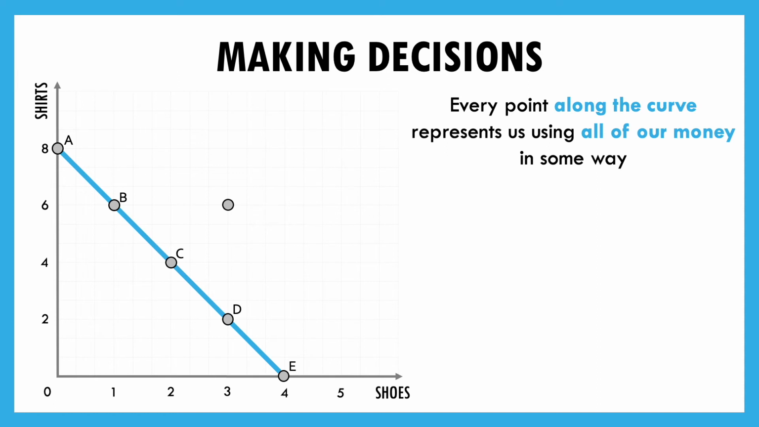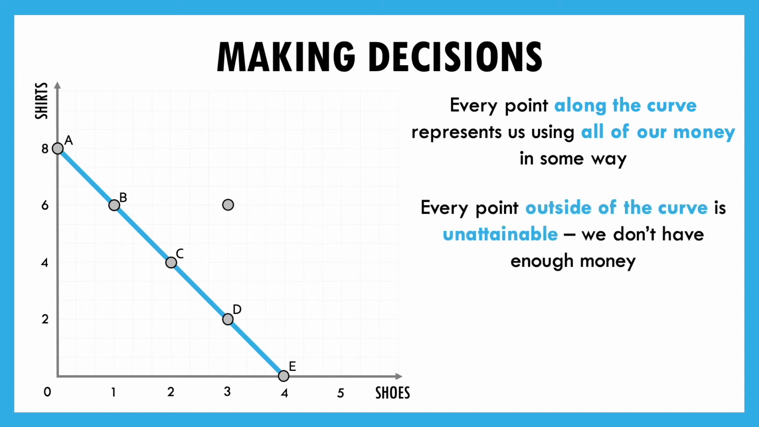Any of these points that are outside of that line, all those points are unattainable. We don't have enough money to get any of those. Remember, that blue line represents us using all of our money. So anything beyond that, we don't have enough money. It costs too much. That combination of shirts and shoes, we can't afford it. So any point that is outside of that curve is unattainable.